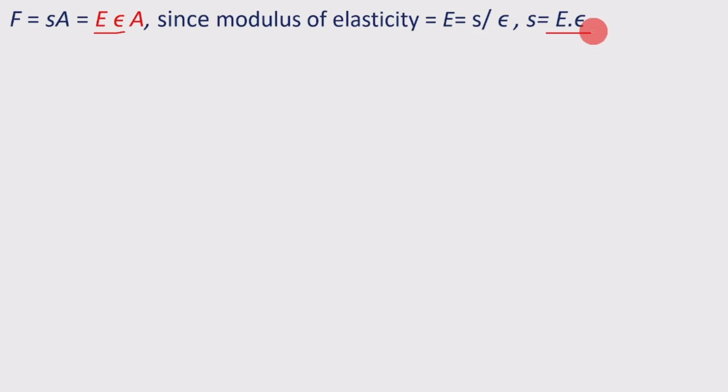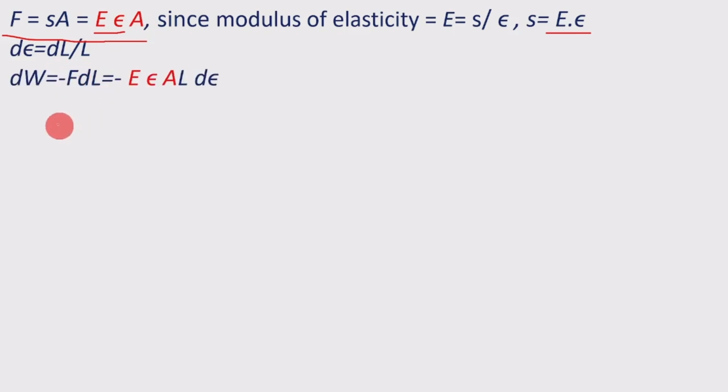Then if you substitute S equal to E into epsilon, the F becomes E into epsilon into A. Then the strain is given by change in length to the original length. Then dW, the work done, is minus F dl, and dl can be substituted from this equation. dl will be L into d epsilon, and F is substituted from this equation, E into epsilon into A, and this dl is L into d epsilon.